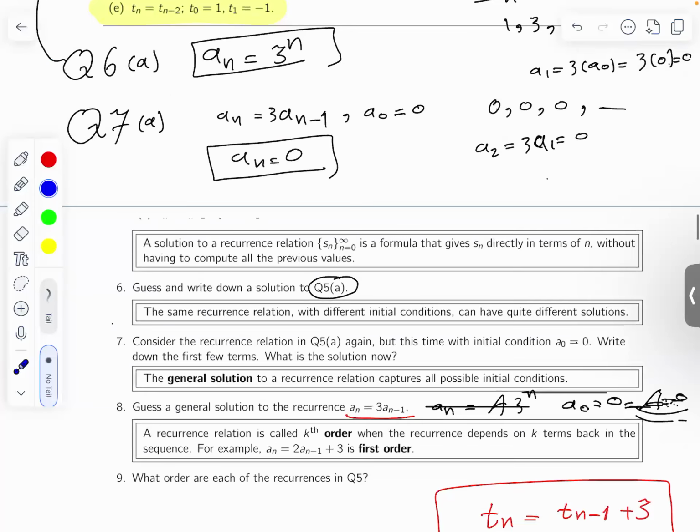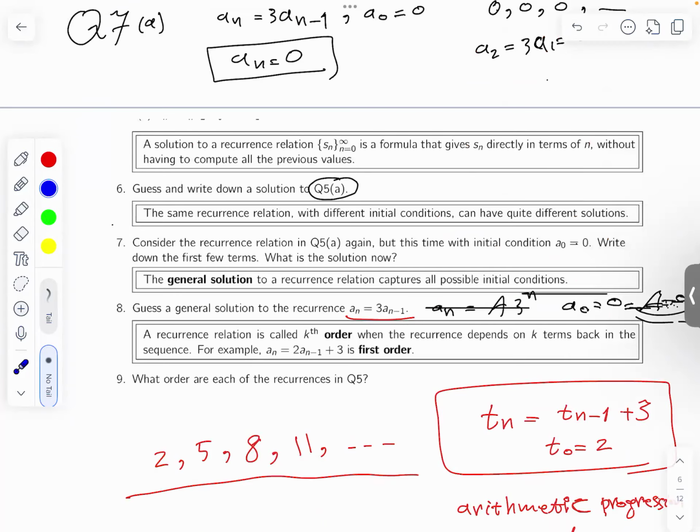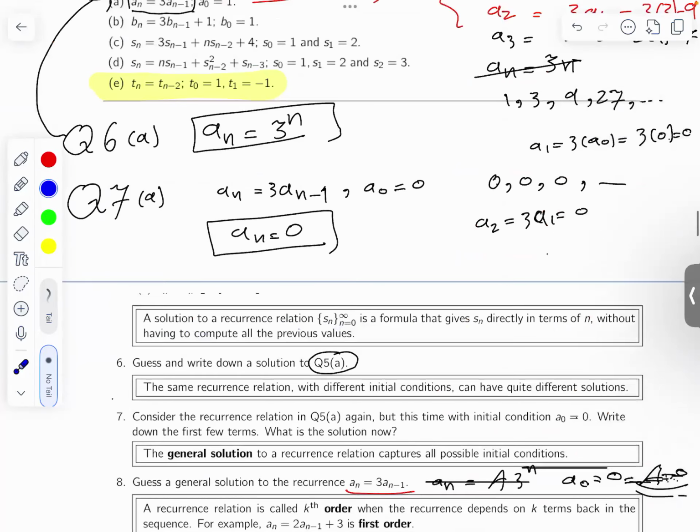Question 5 is finished. It says that a solution to a recurrence relation is a formula that gives Sn directly in terms of n, not depending on the previous terms. Okay? So this is called the solution, or general solution, for this.